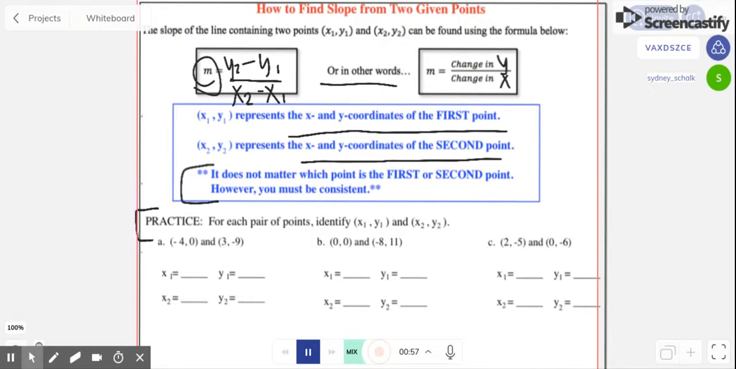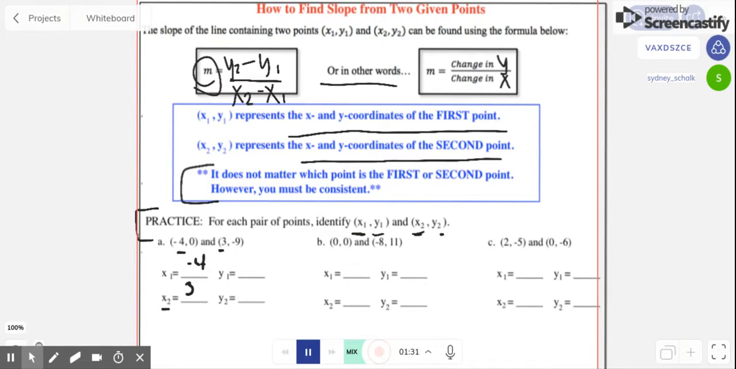So to start our practice today, for each pair of points, we're going to identify what the x1, the y1 is, what the x2, and what the y2 is. For our x1, we look and we see the very first set of ordered pairs, that corresponds to our -4. So our x1 would be -4. Looking at our x2 next, that's all the way over here. That corresponds with the 3, the first one in our second ordered pair. So x2 would be 3.